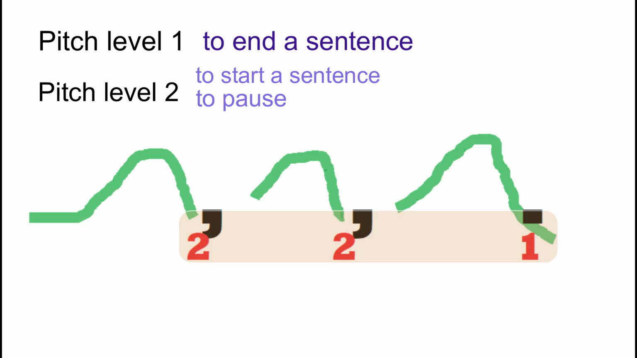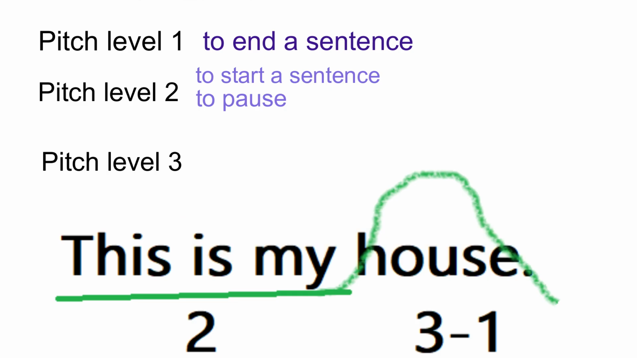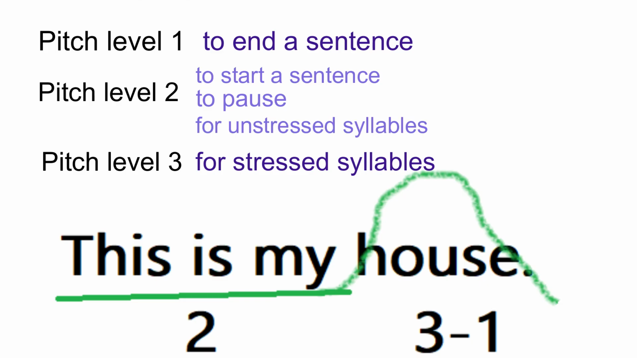The high pitch, level 3, is used for stressed words or stressed syllables. So, comparing level 2 with level 3, 2 is used for unstressed syllables, and 3 is used for stressed syllables. For example, "This is my house." The sentence has 1 stressed syllable, "house," so the pitch rises to level 3 and then falls down to level 1.